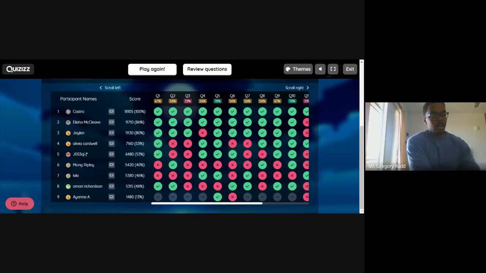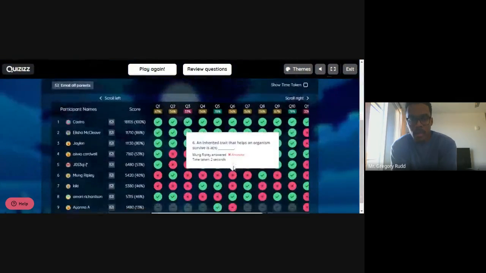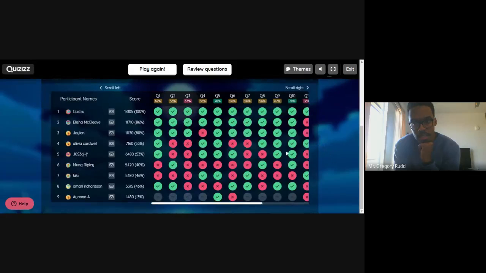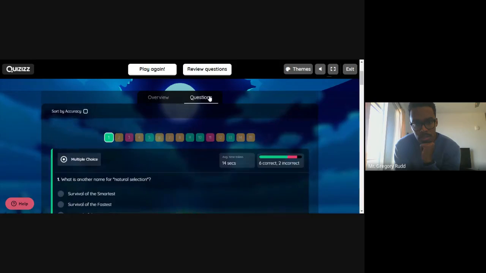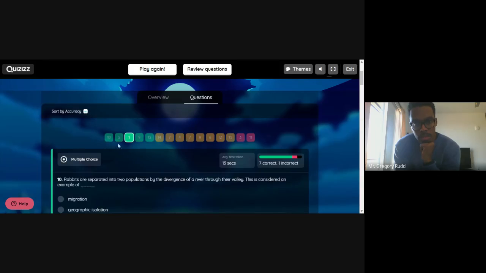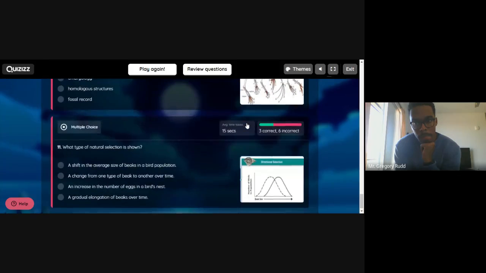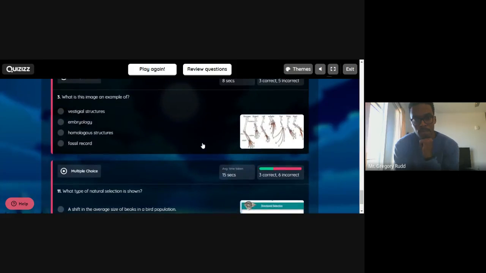So it looks like we did okay. I would like for our overall average to be a bit higher. It's in the 60s. But let's see if I can sort by accuracy. There were two questions we really struggled with. You can see struggles with both of these.